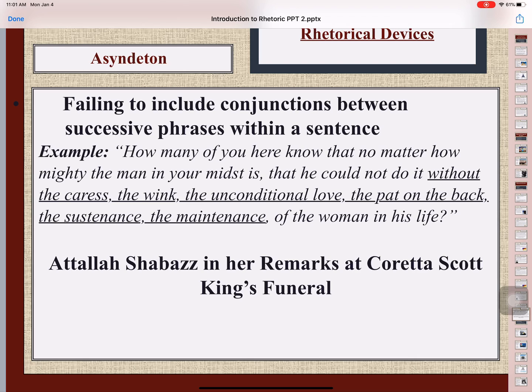Oh, powerful stuff happening there, not just in her device, but also in the appeals throughout. Love that.